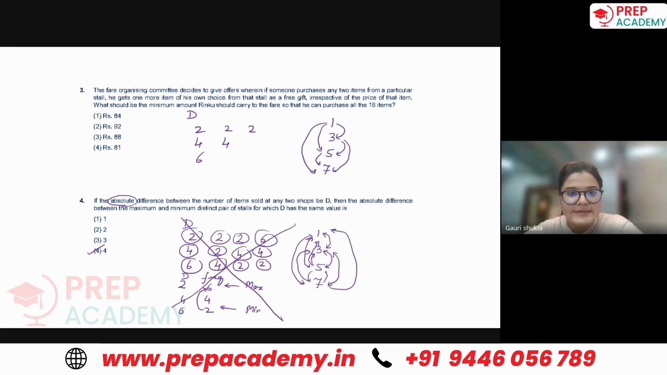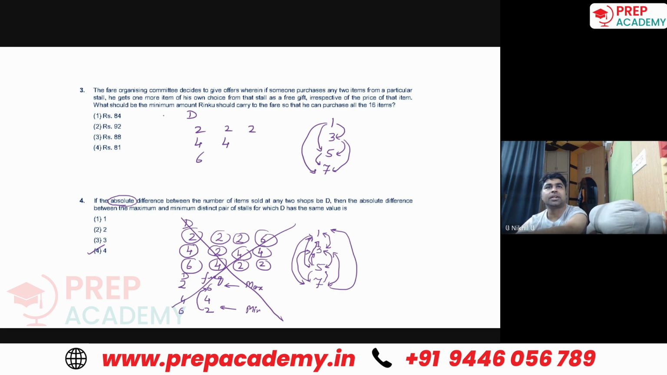Understood? Yes, sir. Good. So now here 2 is coming 3 times and 6 is coming only 1 time. So the maximum frequency is of 2, which is 3, and the minimum frequency is of 6, which is 1. So the difference of 3 and 1 I have to take, which would be 2, not 4. And this is the question in which most of the students made an error, because of the word absolute here. Clear?